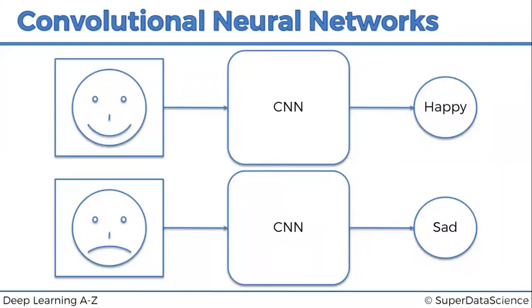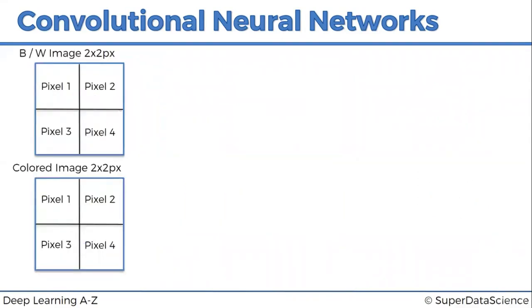But how is a neural network able to recognize these features? Well, it all starts at the very basic level. Let's say you have two images. One is a black and white image of 2 by 2 pixels, and one is a colored image of 2 by 2 pixels. Neural networks leverage the fact that the black and white image is a two-dimensional array.